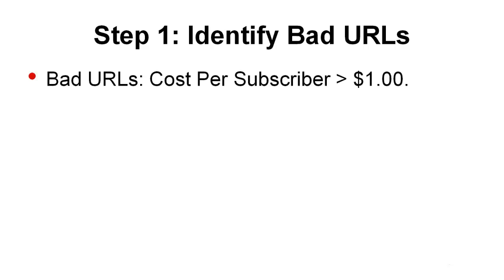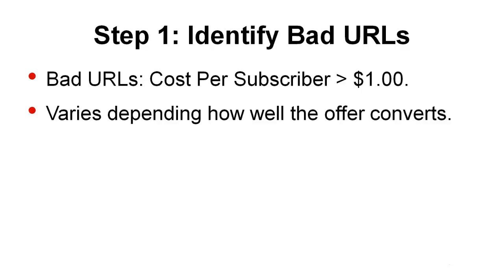because we want to know what's causing us to lose money. So for a start, we'll just assume that each subscriber will make us $1 on average. That is an industry average. And if there's any URL that costs us more than $1 to get one subscriber, we want to identify that as a bad URL, and we want to avoid advertising that.